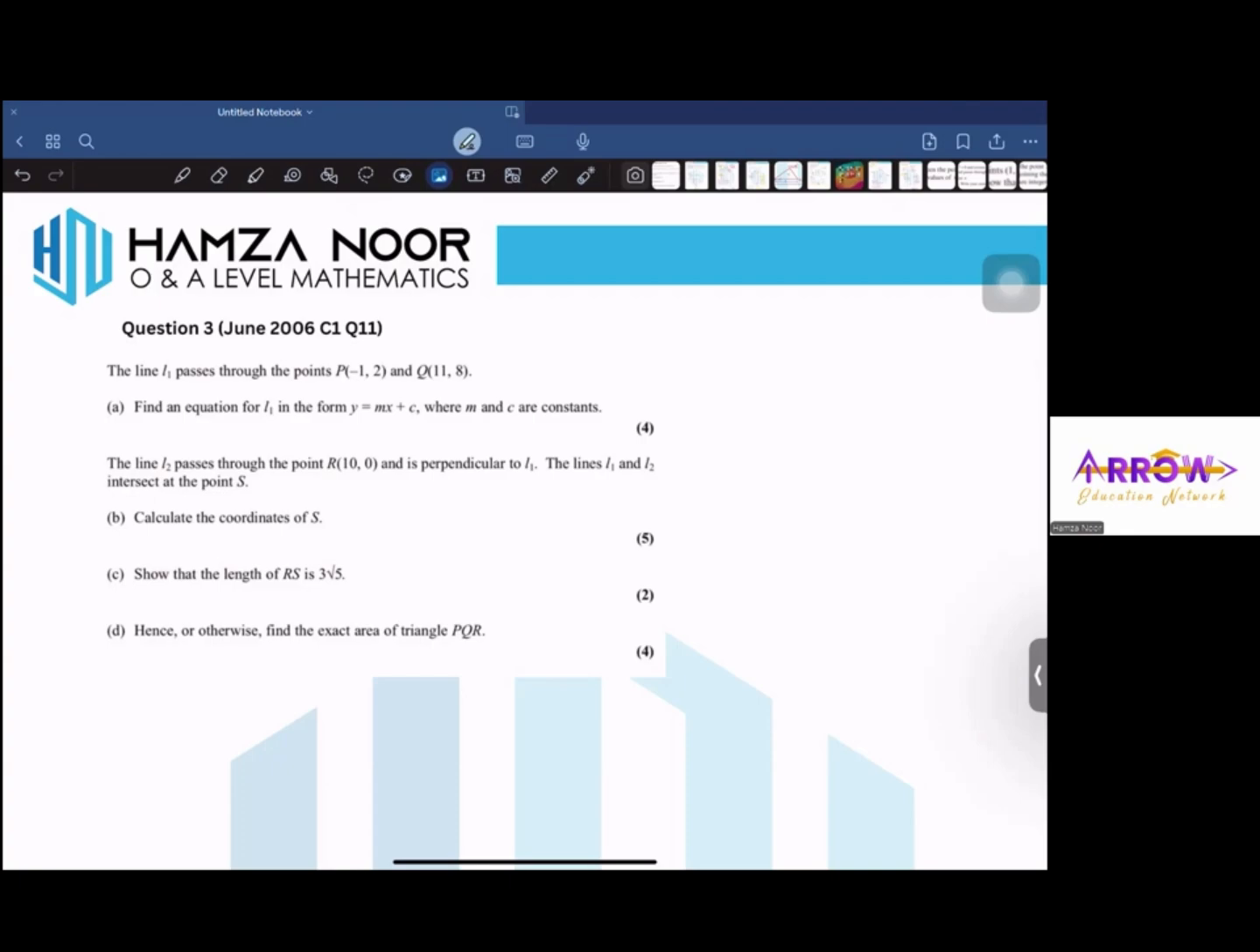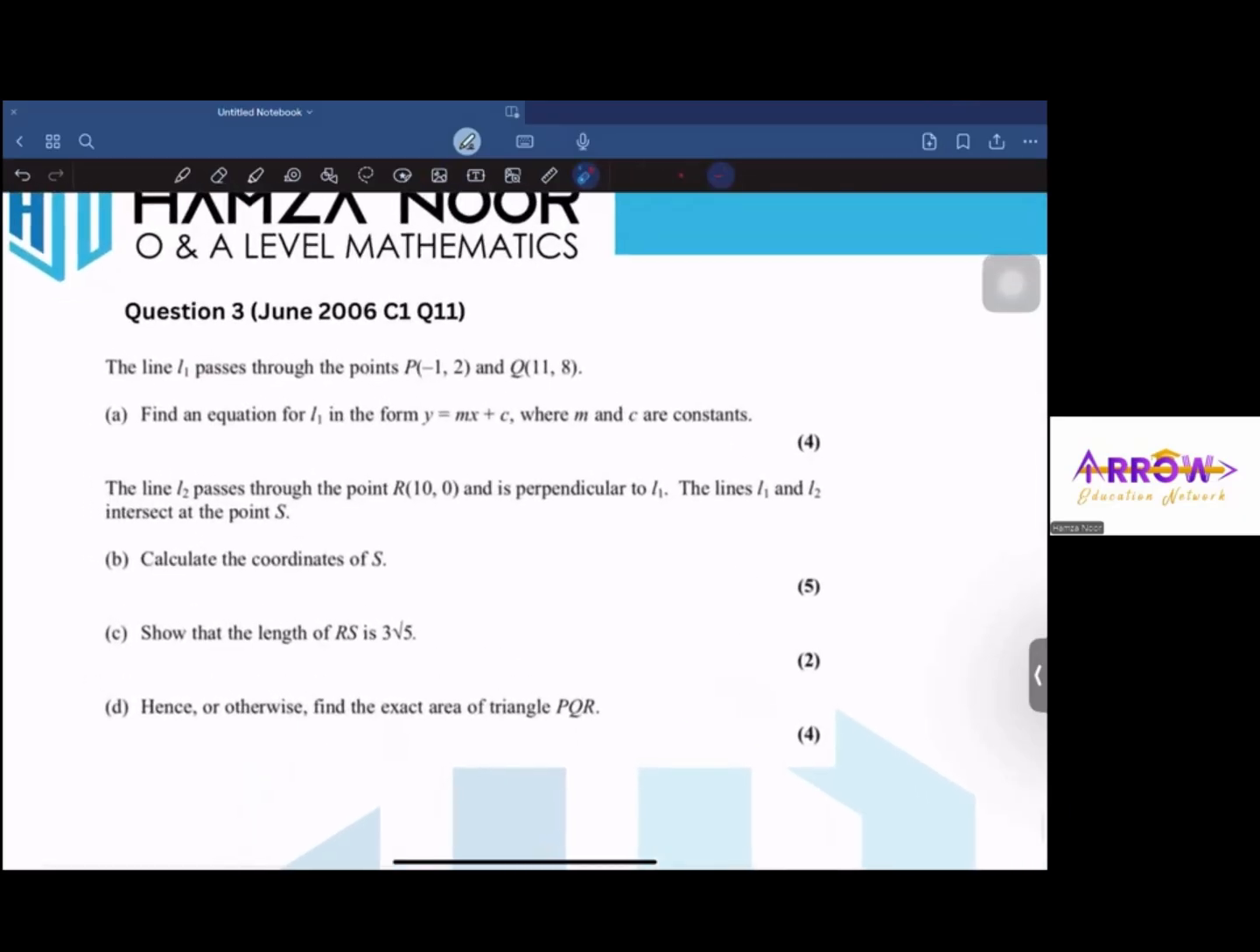The question says that the line L1 passes through the points P and Q. P is (-1, 2) and Q is (11, 8). The requirement of part A is to find an equation for the line L1 in the form y = mx + c, where m and c are constants.